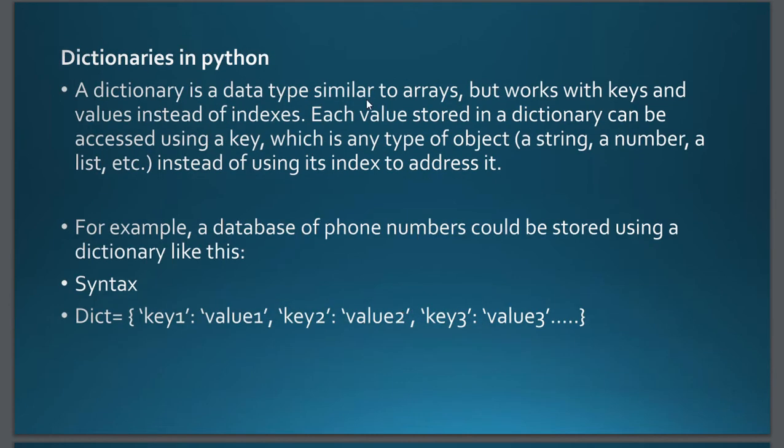Dictionaries in Python. A dictionary is a data type similar to an array, but it works with keys and values instead of indexes. Each value stored in a dictionary can be accessed by a key, which is an object of a type such as a string or number, instead of using an indexing address. For example, a database of phone numbers can be stored using a dictionary. The syntax will be like this: dictionary is equal to parenthesis, key 1 colon value 1 comma key 2 colon value 2 comma key 3 colon value 3, and so on.